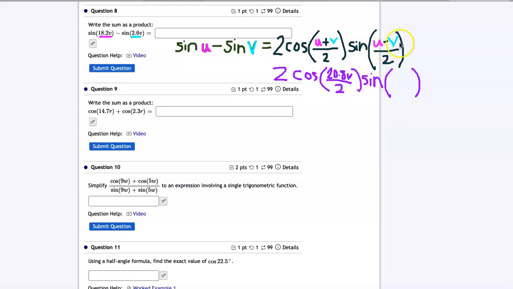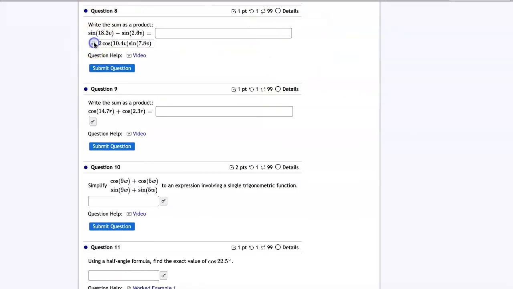And then I have u minus v, so 18.2 minus 2.6 is going to be 15.6. So then I have a 15.6v all over 2. And then this number right here becomes a 10.4v. And then this one right here becomes a 7.8v. So we can see this answer now right here. We've got 2 cosine 10.4v sine 7.8v.